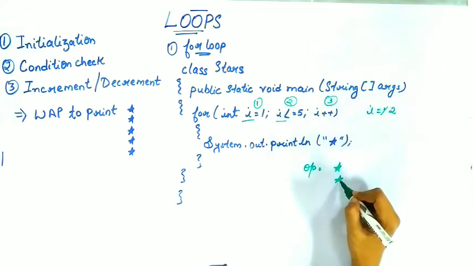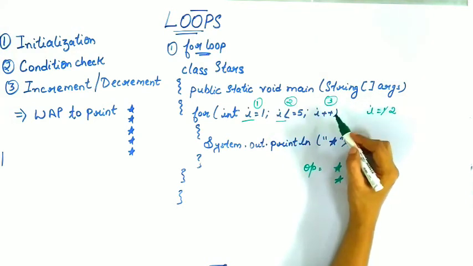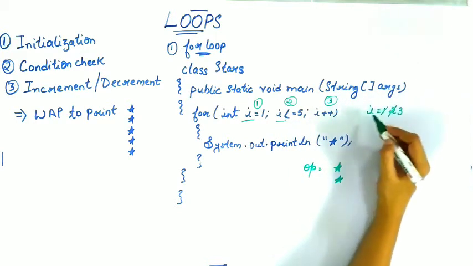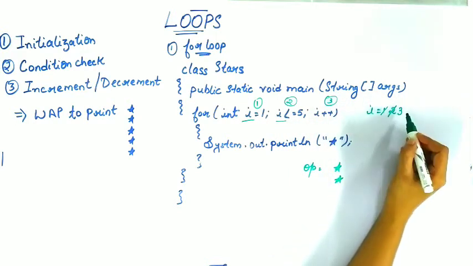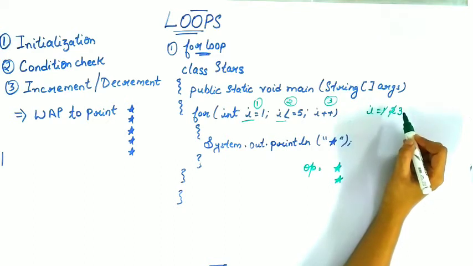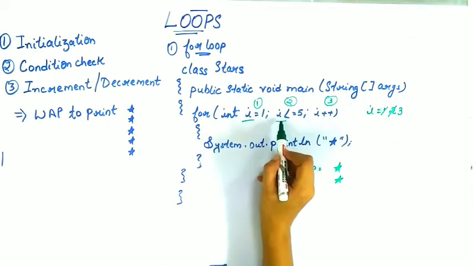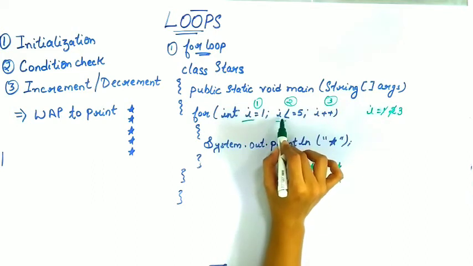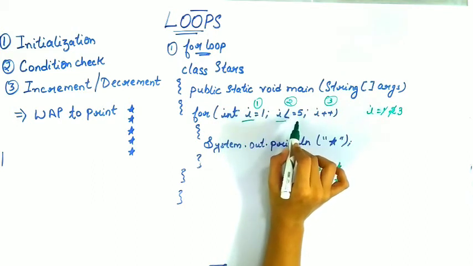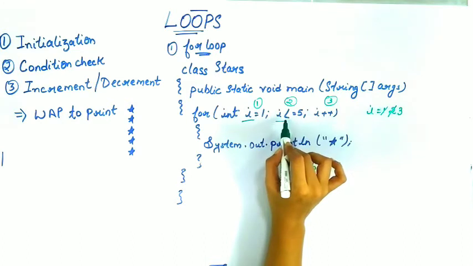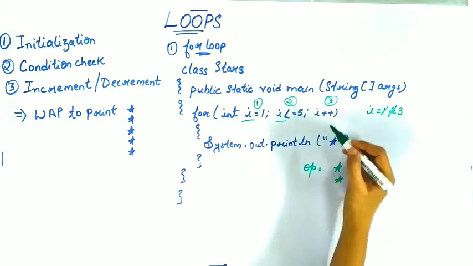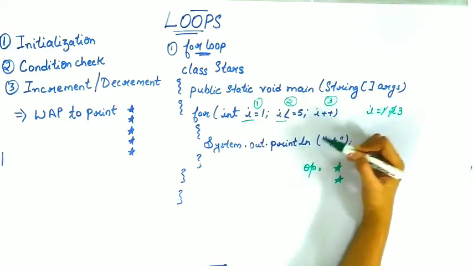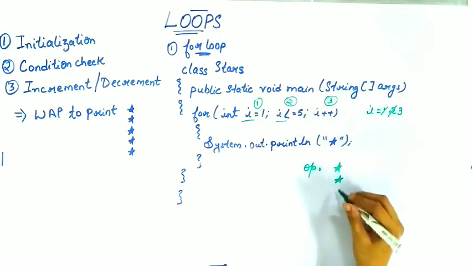After printing the second star, the compiler will go back for incrementing the iterable and i will become 3. After incrementing, the compiler will come back for checking the condition. Is 3 less than or equal to 5? Yes, 3 is less than 5. Therefore, the compiler will come inside the body of the loop and print the third star.